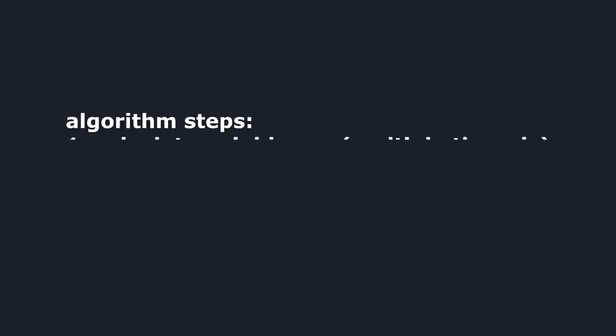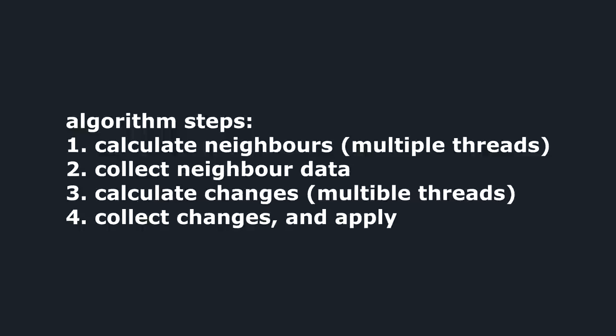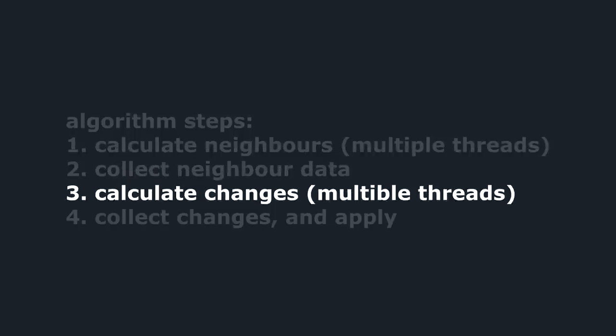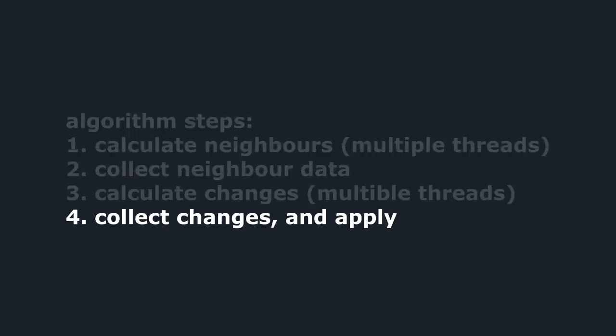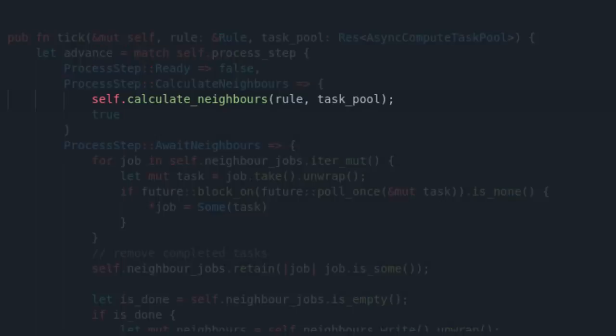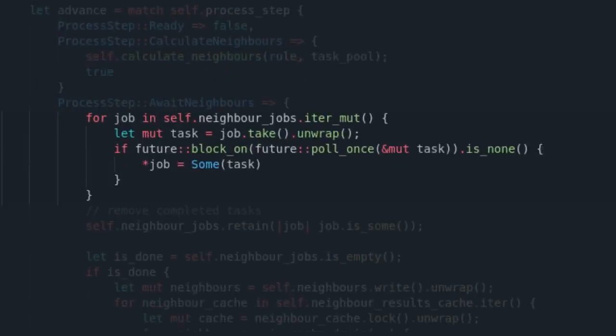So the algorithm happens in steps. In one step, we calculate the neighbors. Using this neighbor data, we then calculate the changes that need to be done. And finally, we execute on these changes. I thought I would use an enum to track this progress. I boot up some threads to calculate some data, and then we wait for that data.